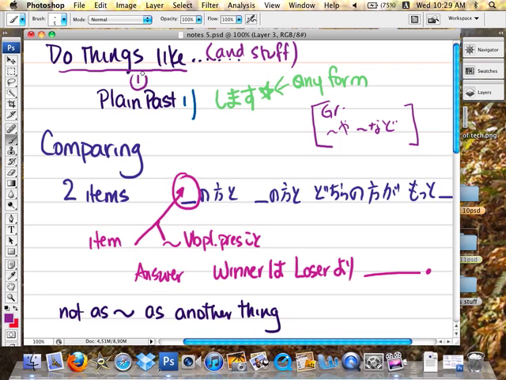Step 1, put all of the things in the plain past. Step 2, add a ri. And then step 3, add shimasu in any form. And remember what we know from Japanese sentences.